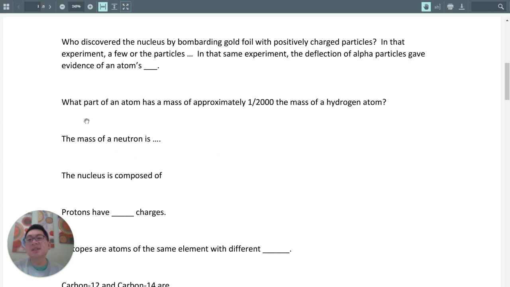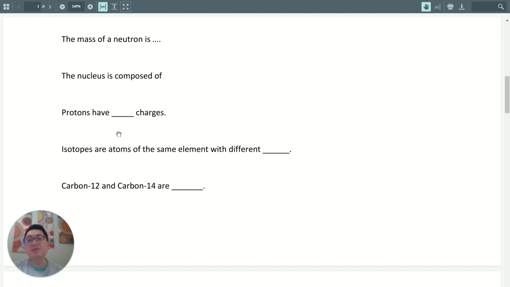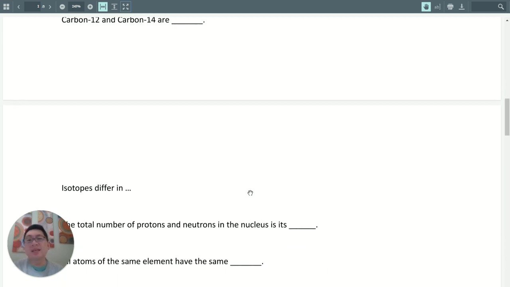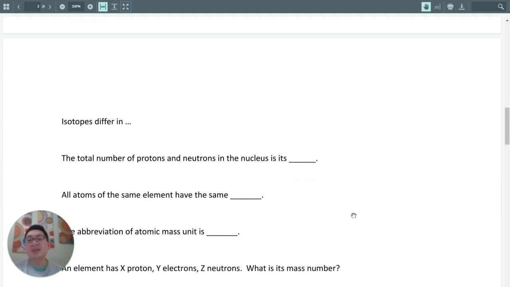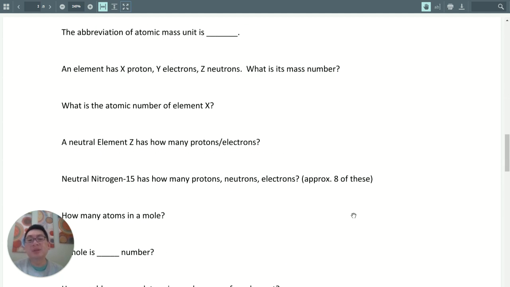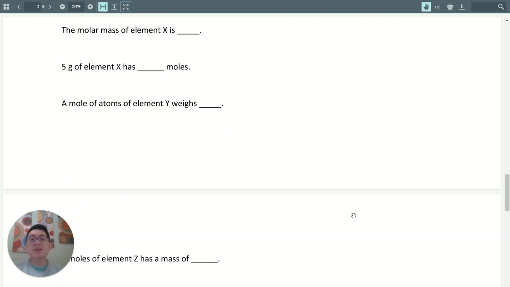Other things you need to know, like the mass of a neutron is approximately what, what the nucleus is made up of, protons have what charges, isotopes are atoms of the same element with different what, carbon 12 and carbon 14 are what. Again, it's going to be multiple choice. Isotopes differ in, so I'm not going to read them all because you can read these all yourself. But if it's on here, it will be on the test.